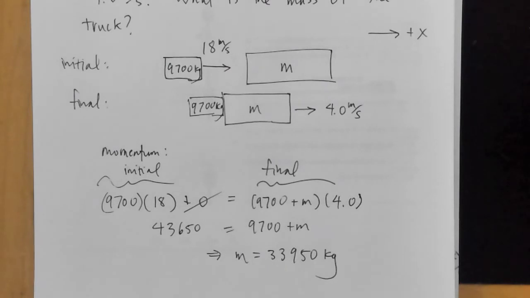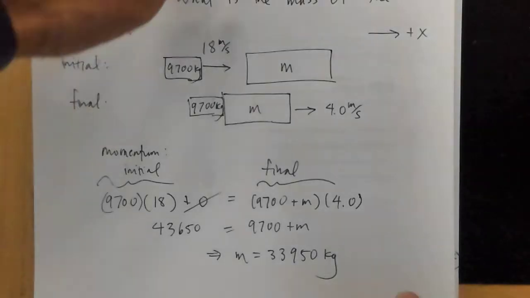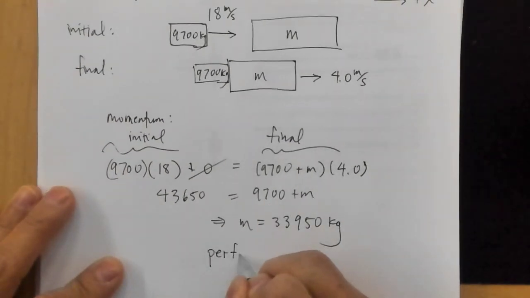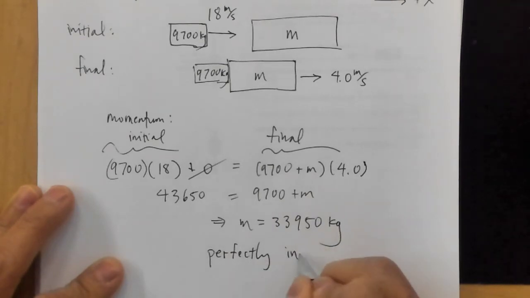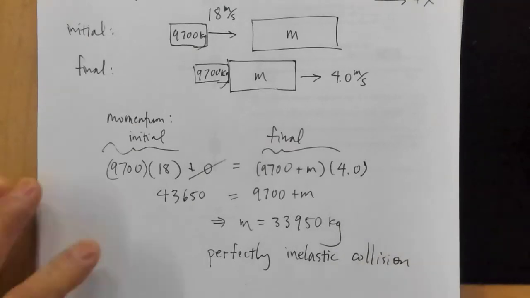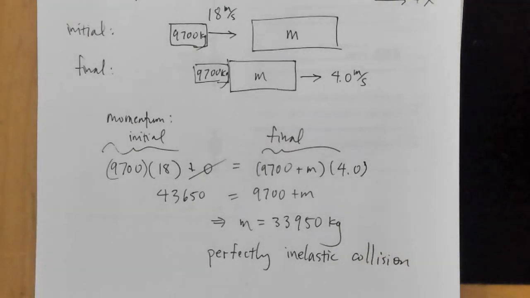Okay, this is something we haven't really discussed yet. We will get back to this when we do elastic and inelastic collisions. This particular example has a name. It's called a perfectly inelastic collision. It's sort of like a football tackle, American football, where two people fight and they just stick together. They fall one way or the other.